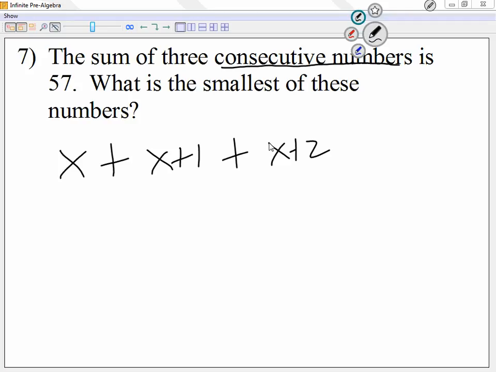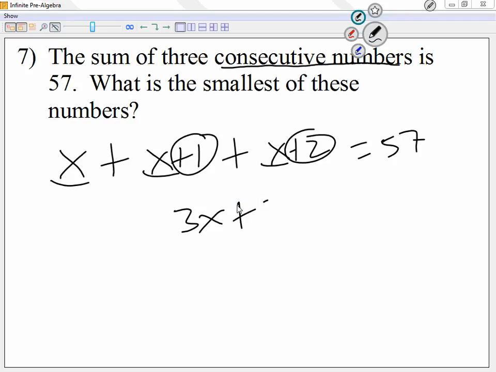Alright, so x plus x plus 1 plus x plus 2 is 57. Once again, for them to be consecutive, they increase each time by 1. So we started with x, the next one is x plus 1, the next one is x plus 2. I'm adding them, so I can simplify the left. If you notice, I have 3 x's, so I'm going to call that 3x. To simplify it even more, I have 1 plus 2, so I'm going to call that 3. This is equal to 57.